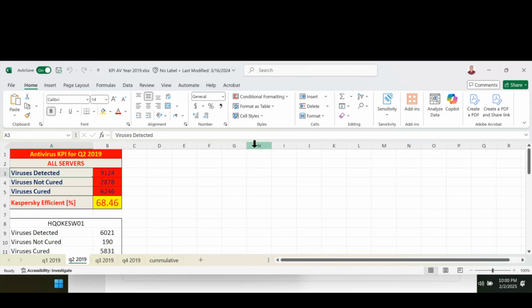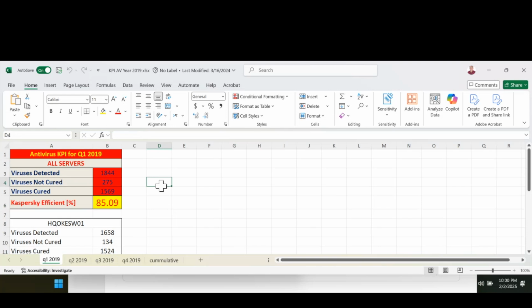Let me ask a question from my side. We agreed that the antivirus will have a KPI with a target. So when we are talking about, for example, Kaspersky antivirus KPI, we should have a target to measure the effectiveness of that.